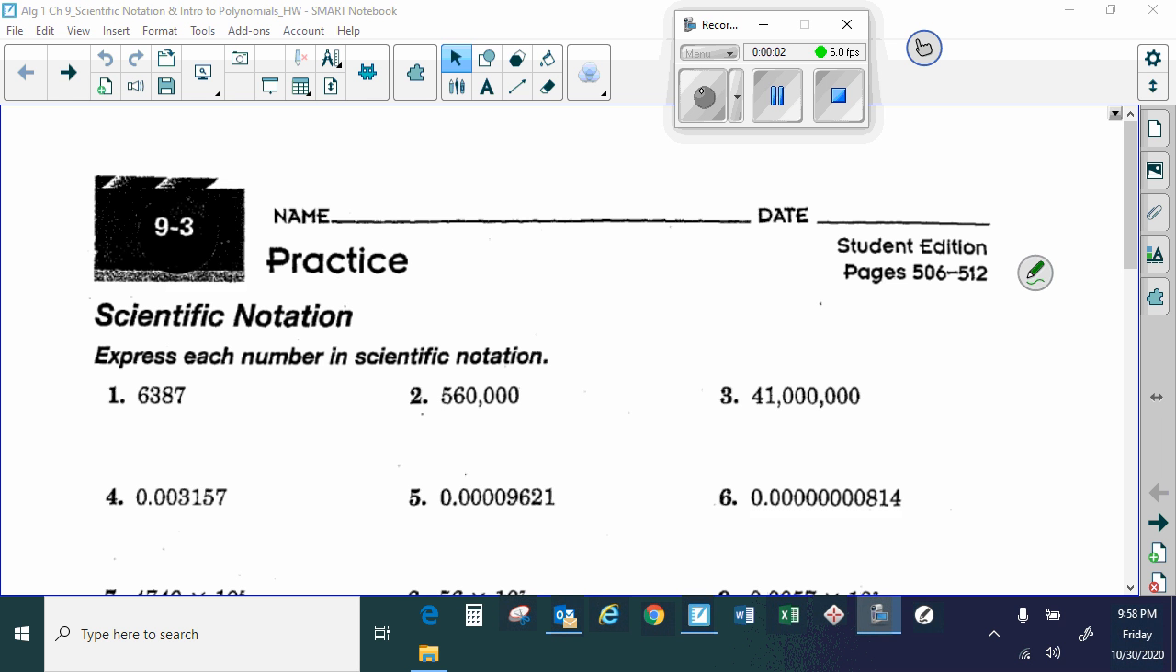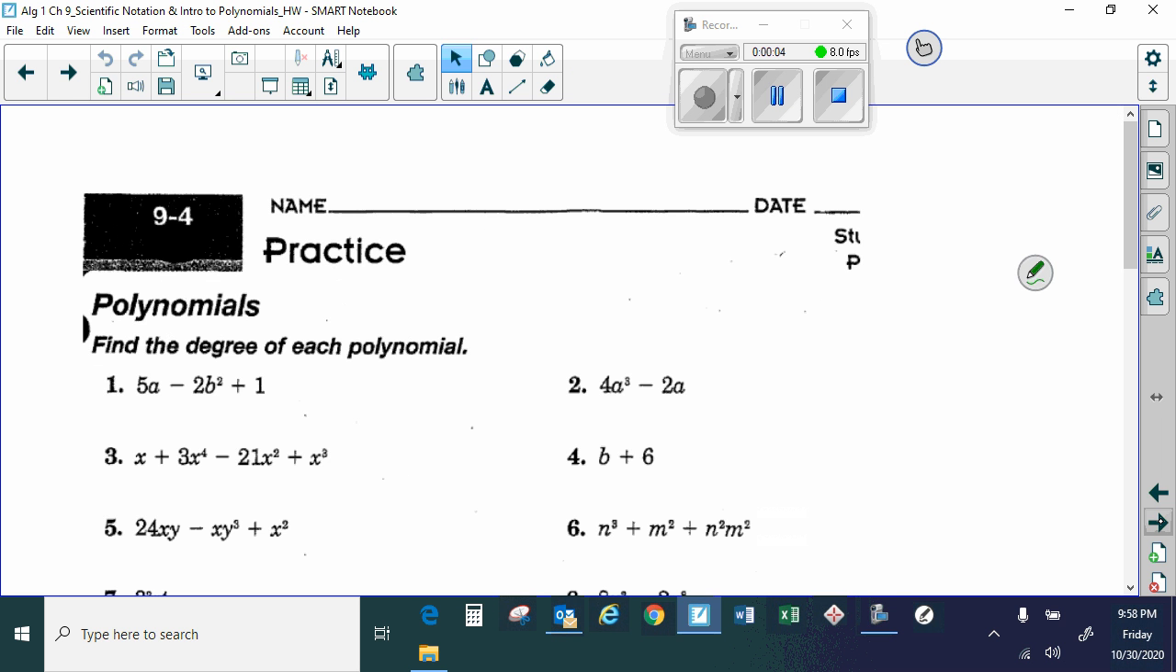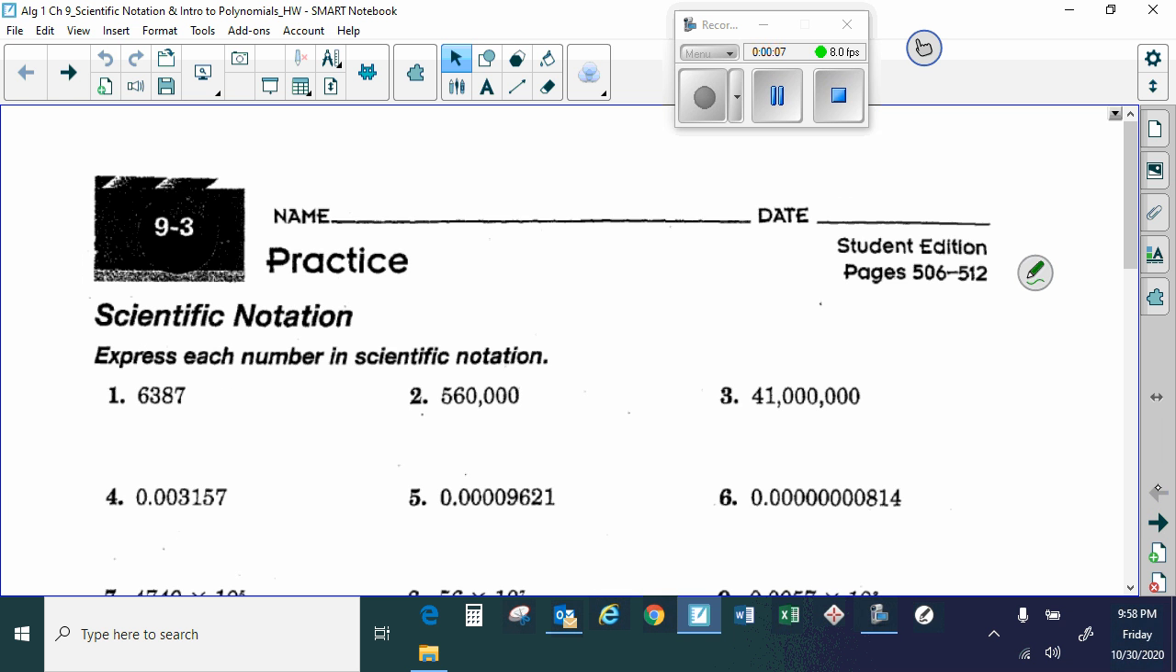All right, today we have scientific notation and basics of polynomials. Okay, scientific notation. Remember, this first number is between 1 and less than 10. It can include 1, but less than 10. And I have it multiplied by 10 to some power. That's what scientific notation is like. It should be written in that form.